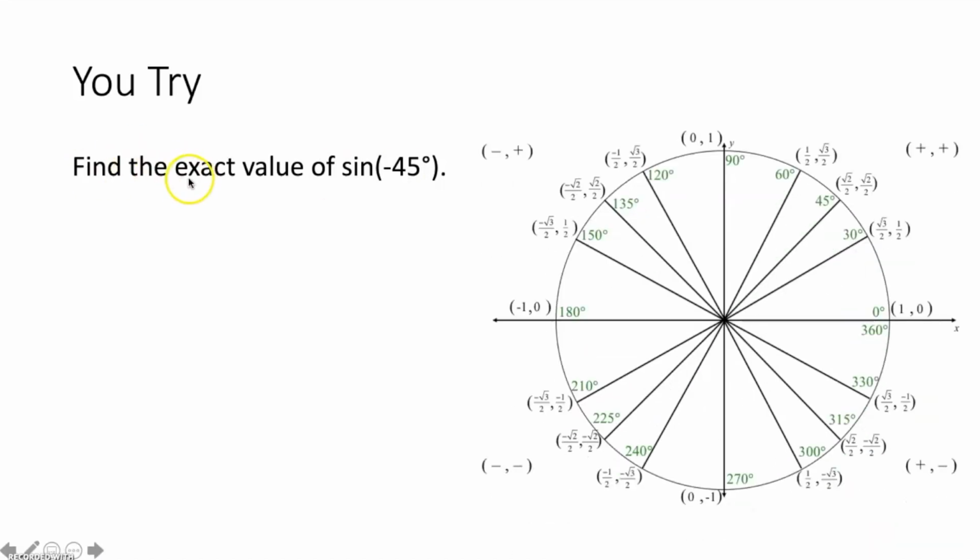You try! Okay, doing the same thing. So we want to find the sine of negative 45 degrees. And because negative 45 degrees is a multiple of 45 degrees, obviously, we can use the unit circle to help us find that exact value.